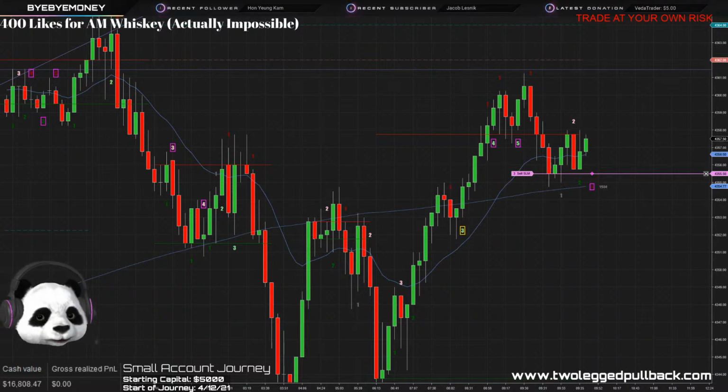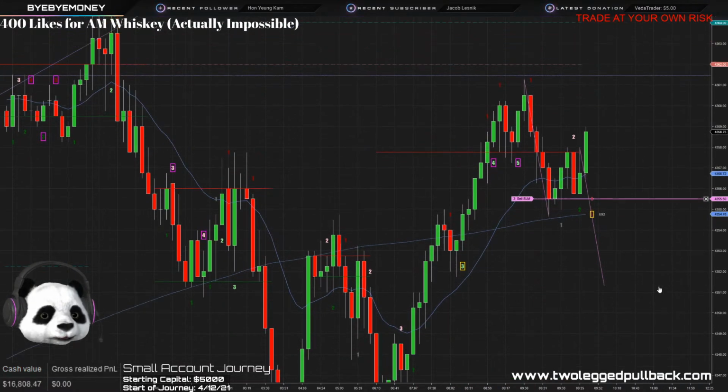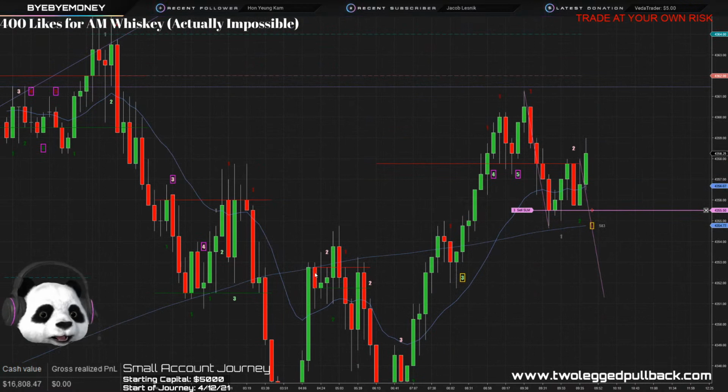Looking at that Pikachu, could make a measure move here, from this low to this high. Potential measure move here for this Pikachu. Getting some choppiness. Also top of the trading range. We have a trading range here, and this is the top of it. Pikachu's gone. Still a two-legged pullback.